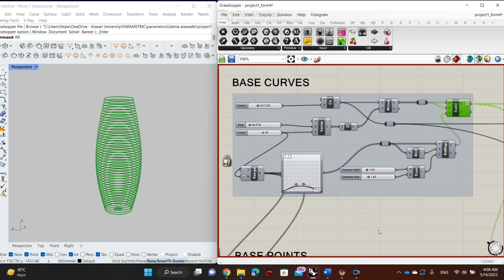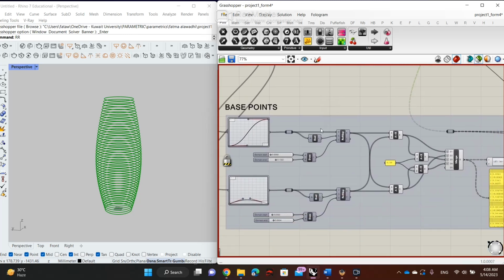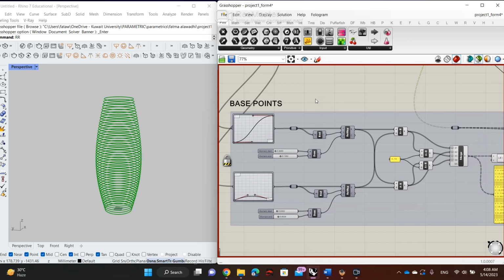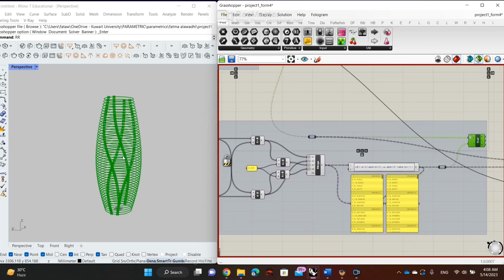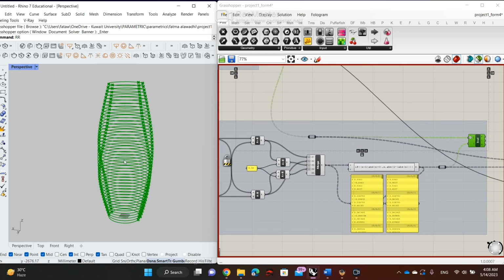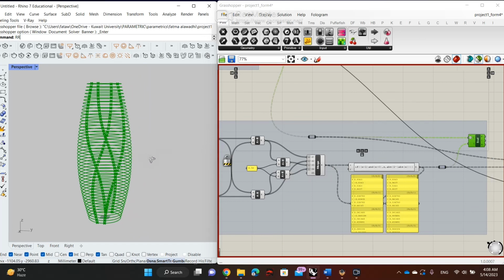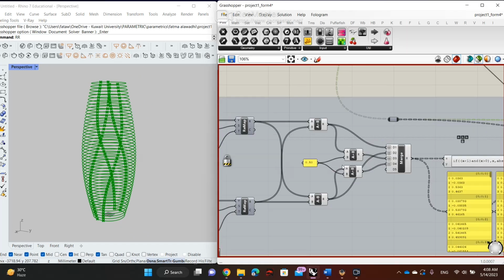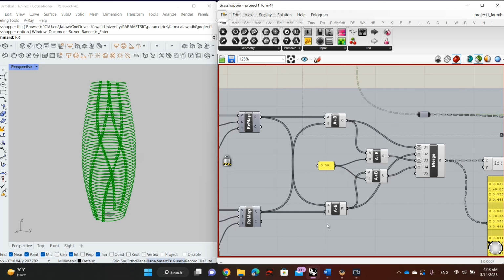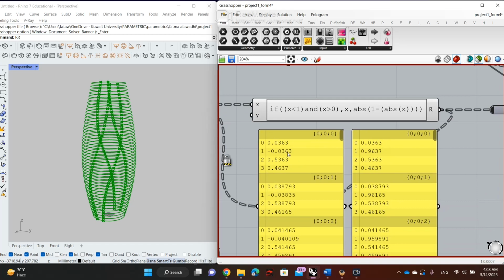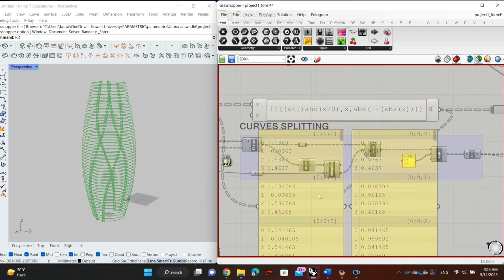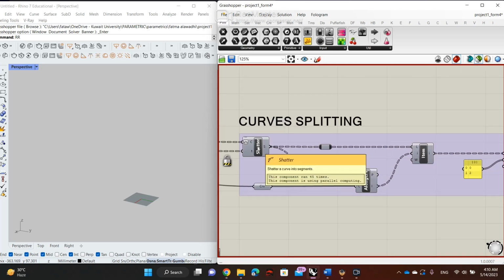Then by using evaluate curve and graph mapper, I was able to generate points, then control the overall shape of these points in order to split the circular curves. Then using addition and subtraction to create the 4 copies of these points. And an expression was also used in order to eliminate any parameter that is less than 0 or greater than 1. After that, I shattered the circles by these points.